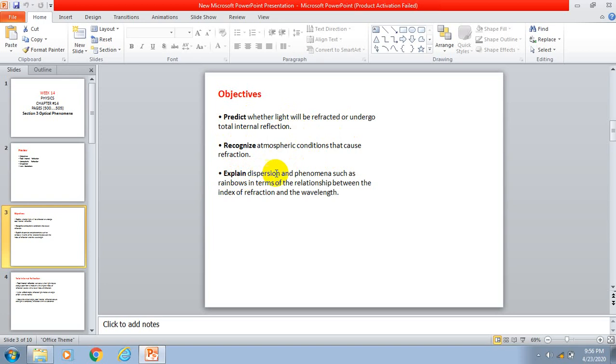And we will explain dispersion and phenomena such as rainbows in terms of the relationship between the index of refraction and the wavelength. So different kinds of paths from the refractions will occur in these phenomena. This is the optical thing. Understand optical, like through eyes, what we can see, what we can observe. So we will study it there.